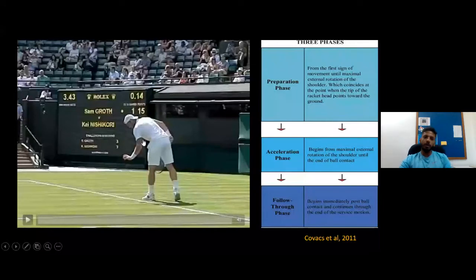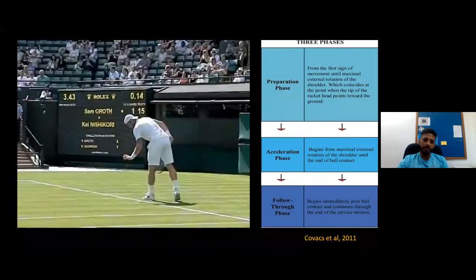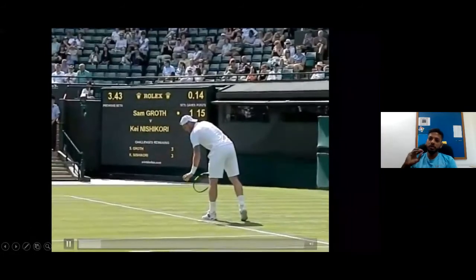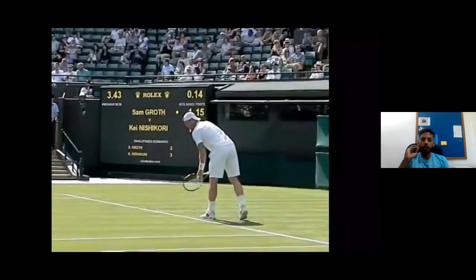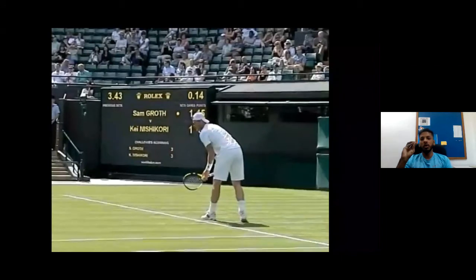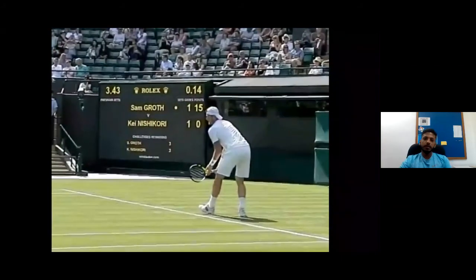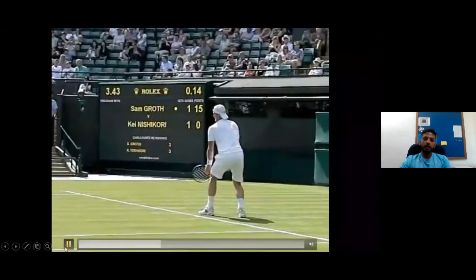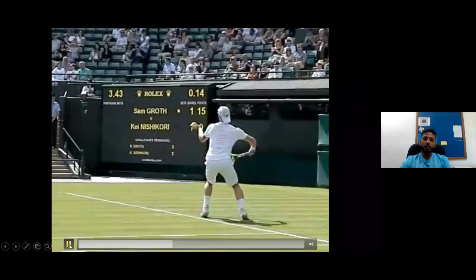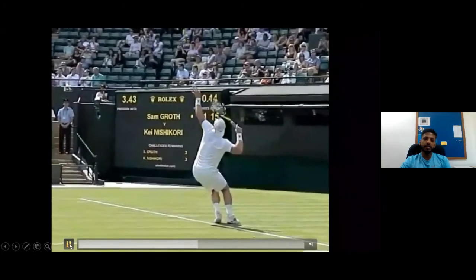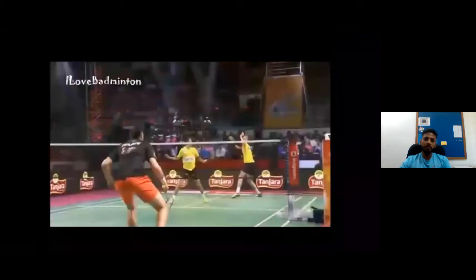Let's look at one overhead athlete, Sam Groth. He has one of the fastest services in tennis. Let's see how much force he exerts on the implement, the tennis ball. Now, this is the first phase, where he starts from the movement initiation and then reaches the maximum external rotation of the shoulder.